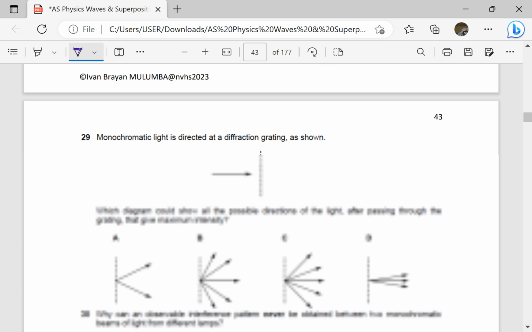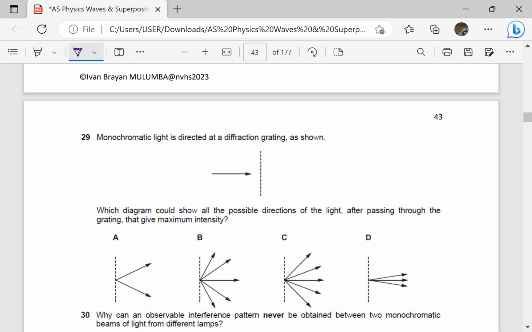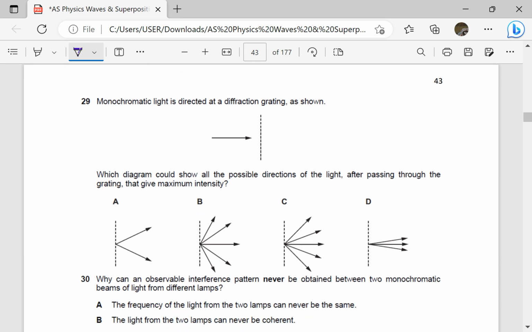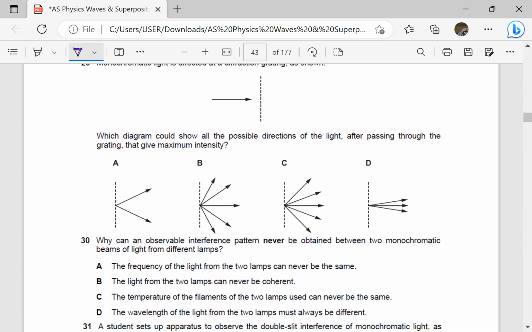Monochromatic light is directed at a diffraction grating as shown here. Which diagram could show all the possible directions of the light after passing through the grating that give maximum intensity? Automatically A is going to be wrong because every time there is light incident on a grating, there is a maximum intensity in the same direction as the light. Here it is showing there is no maximum intensity in the same direction as the incident light. That one is out. This one is also going to be out because a maximum intensity can also be observed at different angles. So there are different orders.